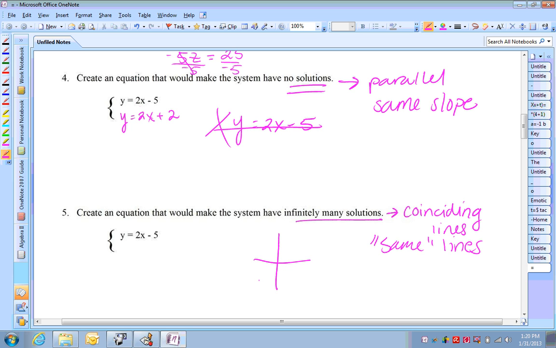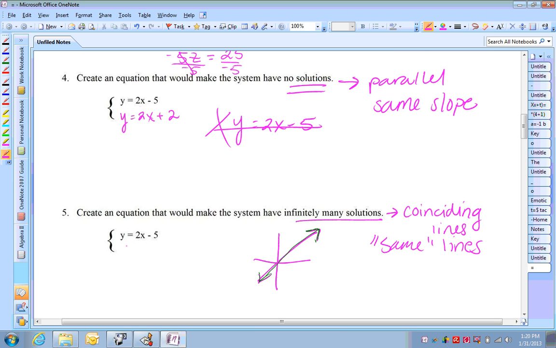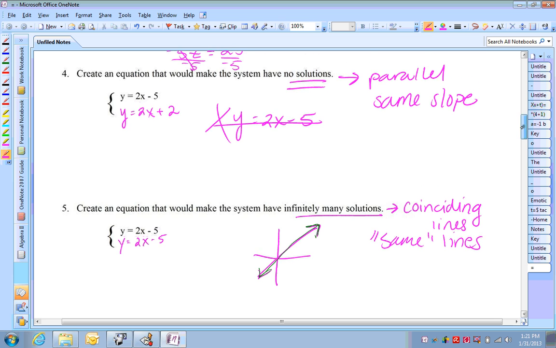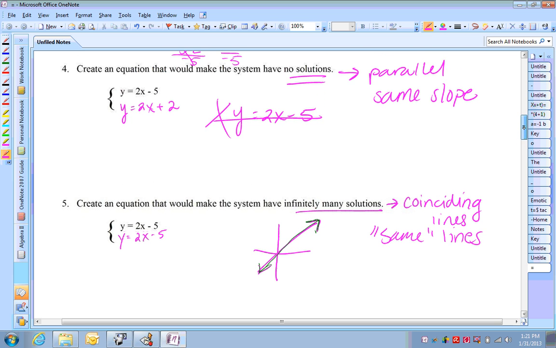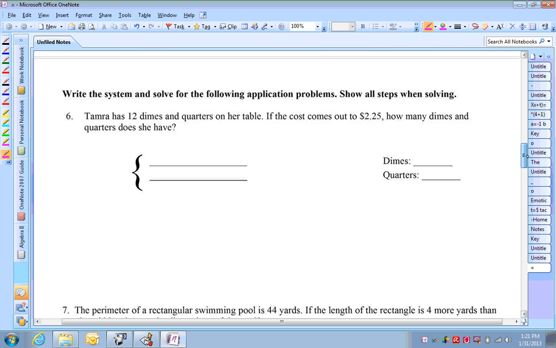So for example, if I had this graph of a line, the coinciding line would be the same graph that lies right on top of it. Because they're intersecting all the time, they have infinitely many solutions. Alrighty, so y equals 2x minus 5 would be the correct answer here, because if they're the same line, they have the same equation. Coinciding lines have infinitely many solutions, and parallel lines have no solutions. That's really important for you to remember.